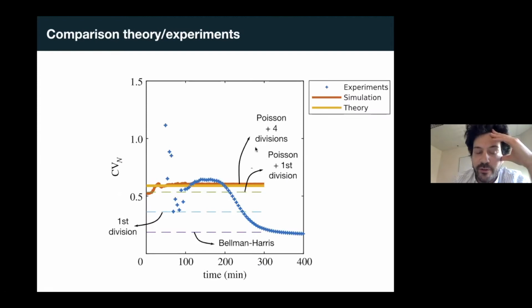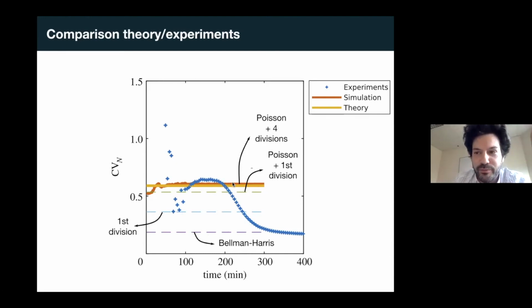And if you look at the CV value, so again, that's experiment in blue. You have a region at the beginning where you're in the experimental noise. Then you have a region where the CV is constant, and then it decreases because you're saturating your droplets. And the thick lines are the lines where we take into account all the noise that we can take into account. So the Poisson process and the 4 divisions that have different division times, 4 generations. And otherwise, if we just take into account the Bellman-Harris noise, the CV would be here. If just the first division would be different, we would be here for the CV. If we had a Poisson process and just the first division, we still increase the noise, but we're not there yet. And basically, that's not too bad here.